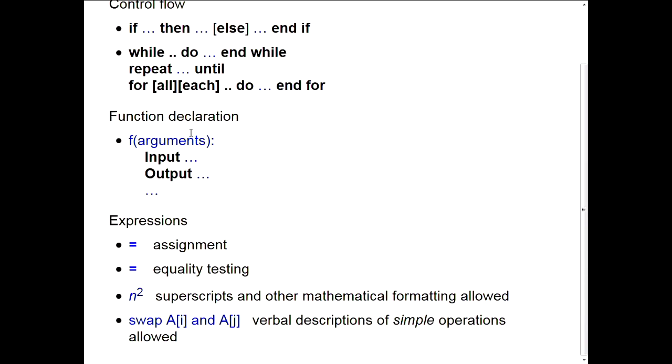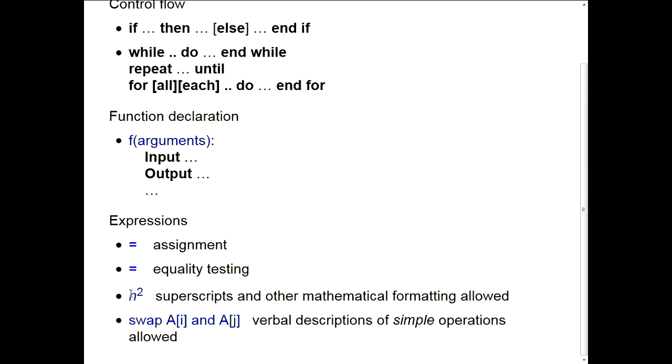Functions I will declare in this way. A function has some arguments. I will also say what the input and the expected output of a function is. And then within these control structures, we can have expressions such as assignments, for which I will use the equality sign. We can, in conditionals and in while loops, do equality testing. And I will just also use that equality sign. A nice thing in pseudocode, you can easily do this, and there's no confusion to read this.